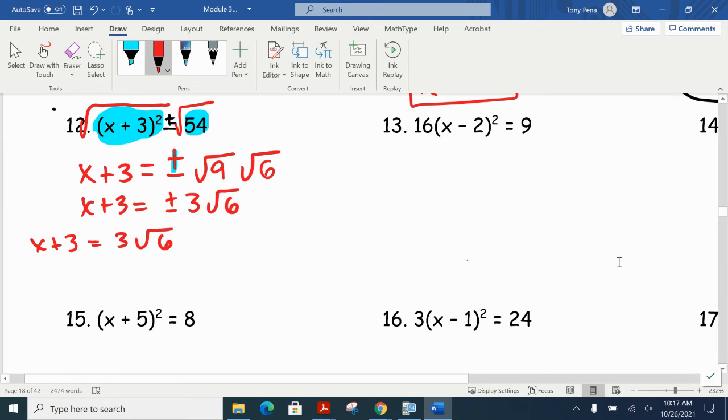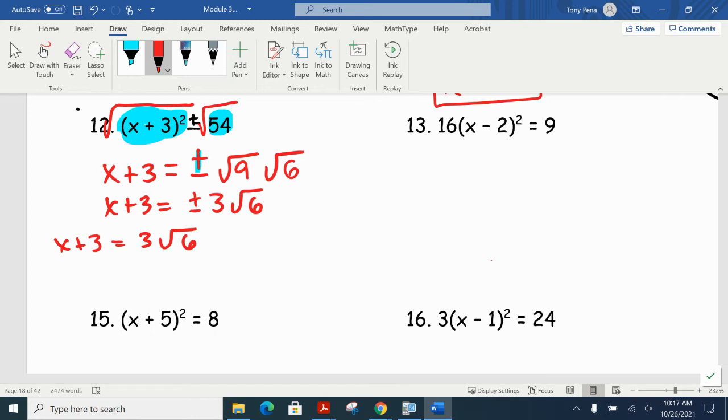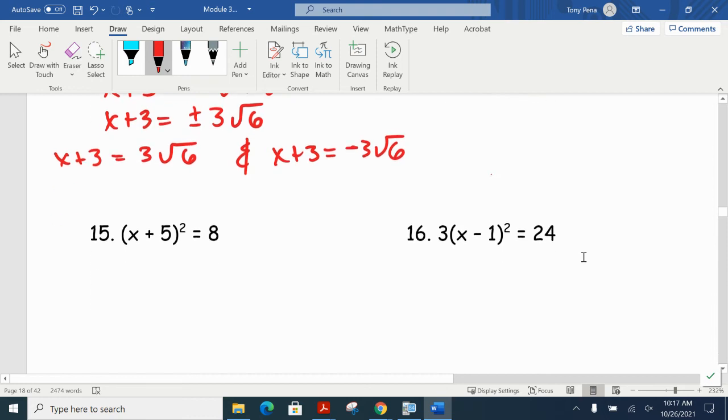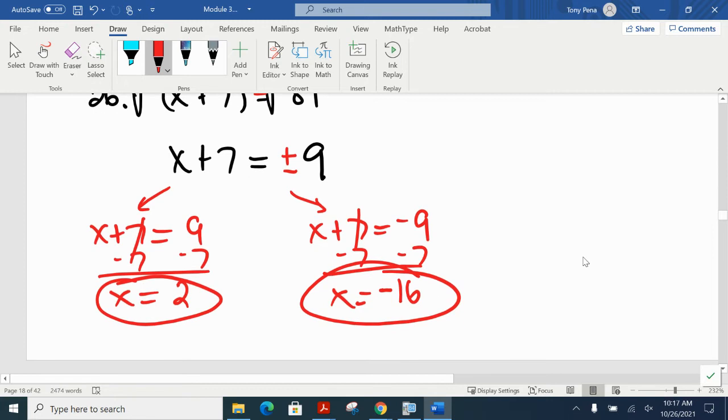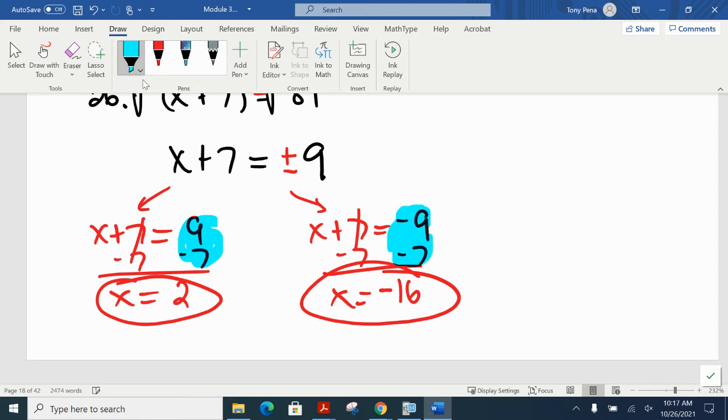Oops. Move this over a bit. So that's one of our equations. And you're going to take that x plus 3 and set it equal to a negative 3 root 6. Now, the difference with that, once we have that set up, when we did these down here, when I subtracted the 7 over, couldn't we combine these because they're both regular old rational numbers? So we can combine those. That's a 2. This is a negative 16.